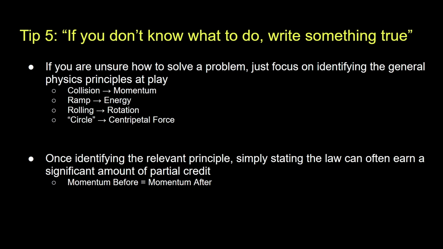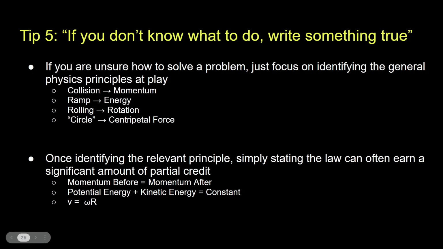So for example, if it's a collision, I can write momentum before equals momentum after. Is it going down a ramp? Well, you can write potential plus kinetic equals potential plus kinetic. Are you rolling without slipping? The no slip condition is almost always worth a point if you write that somewhere. Are you in a circle? Well, if you're in a circle, you're guaranteed to have to use F equals mv squared over r at some point. So these are ways to get little points that will start to add up.